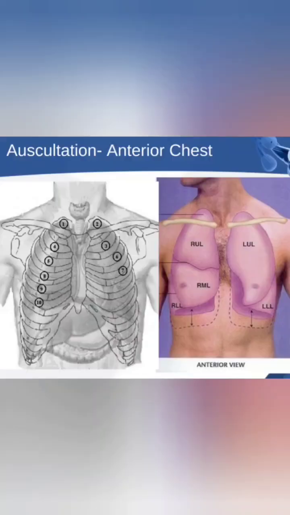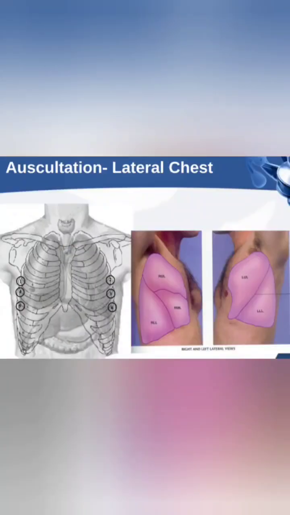That is, first we have to auscultate the anterior surface of the chest, then the lateral surface of the chest, and the posterior surface of the chest. There are steps to auscultate the chest as shown in the figures. From the anterior view, you can see, from the lateral view, and from the posterior view.